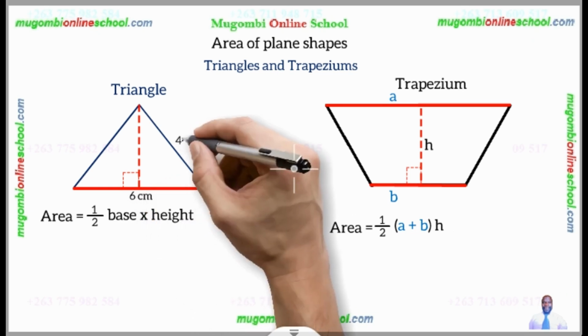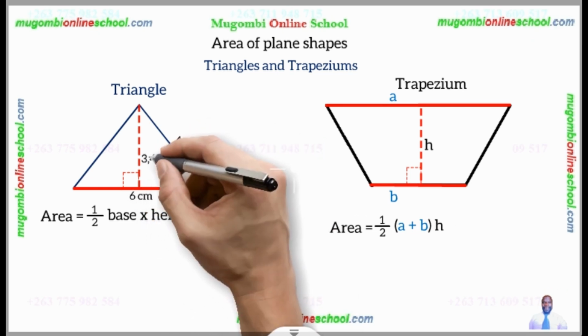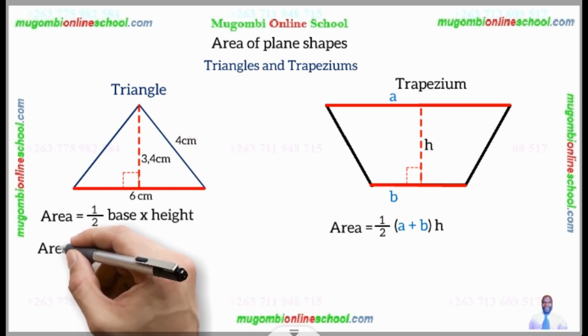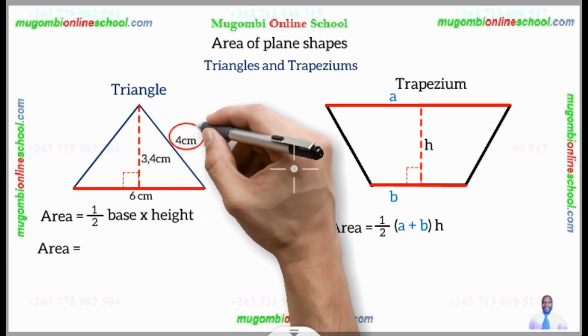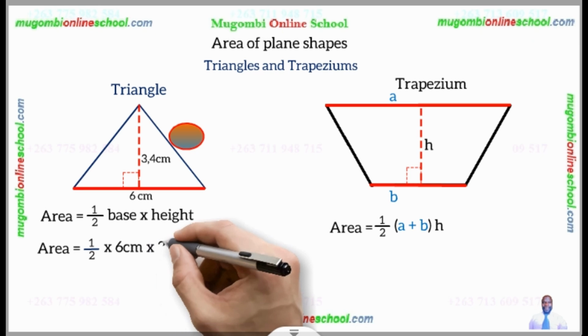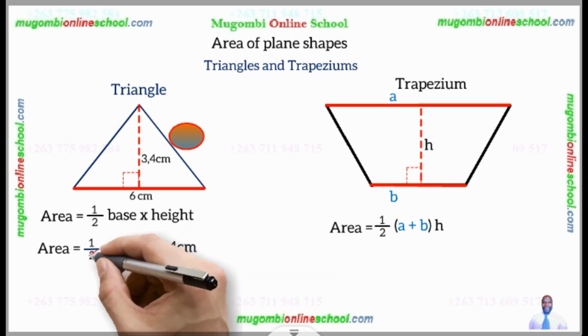For this triangle, this base is 6 centimeters and this slanting height is 4 centimeters and the actual height is 3.4. So for us to calculate the area, this 4 centimeters is irrelevant in this case. So we simply say half base of 6 centimeters times the height of 3.4.